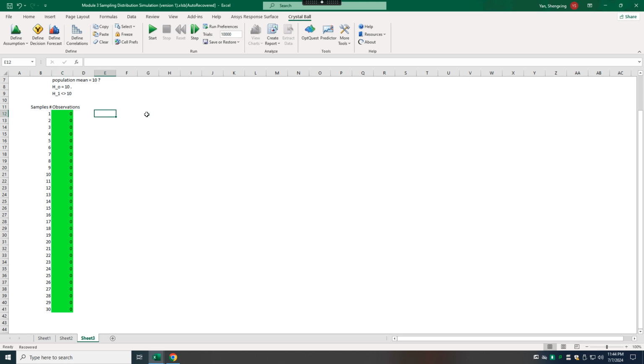And here we want to make a note that our assumed parameters are: the population mean is equal to 10, and the standard deviation is 2.